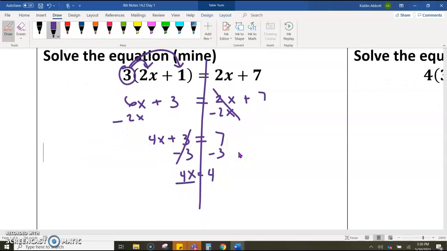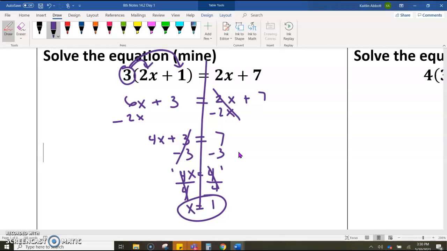So we're going to divide by 4 because that's 4. The 4 and the x are held together by multiplication. The opposite of multiplication is division. I'm going to divide by 4. That turns into a 1. And so does this. This turns into a 1. So now we get x equals 1.